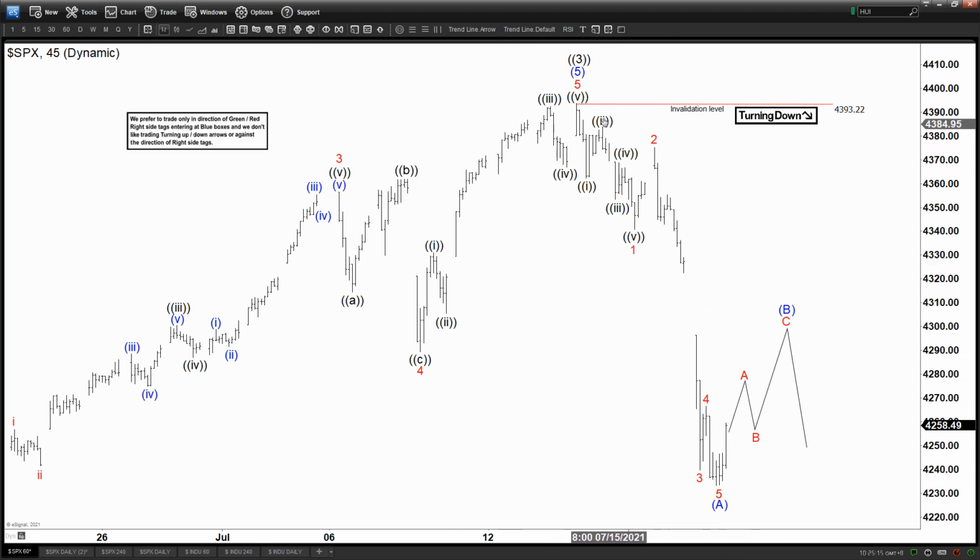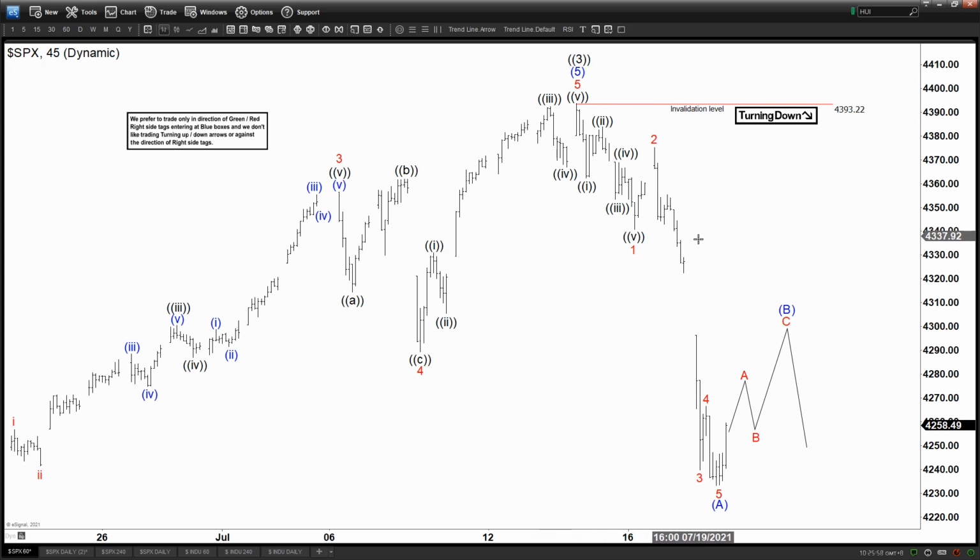And within the wave 4, we are basically unfolding that pullback as a zigzag. We have this 1, 2, 3, 4, 5 ending 5 waves down here, ending A, and now we should be looking for a 3 waves rally in a B before we turn lower again to complete the C leg in the intermediate degree in the blue color here. C leg on the downside, and once it completes the ABC in the intermediate degree, we should be ending wave 4 as well in the primary degree here in the black color.